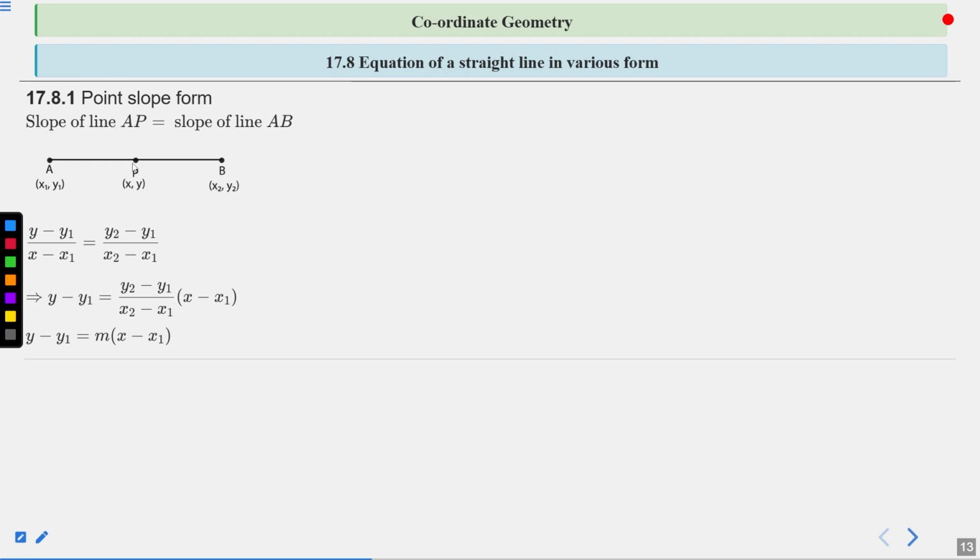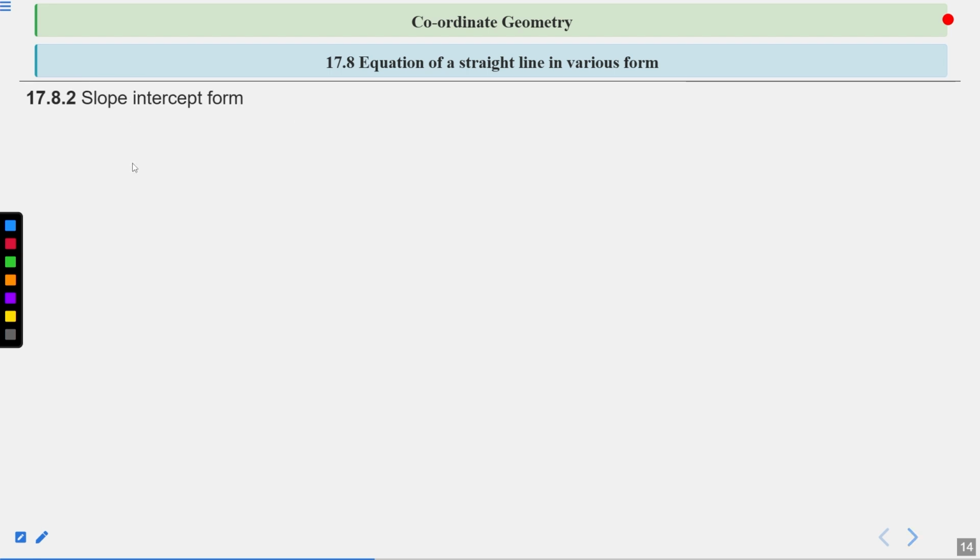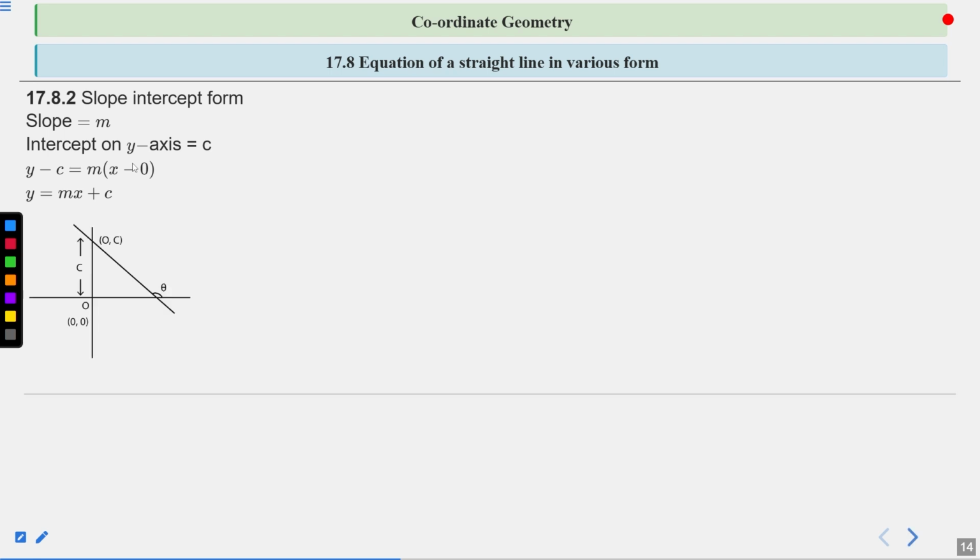Next, slope intercept form. The slope we know is represented by m, and the intercept on the y axis equals c. So y minus c equals m into x minus 0. So y equals mx plus c. This is the diagram representing the slope intercept form.